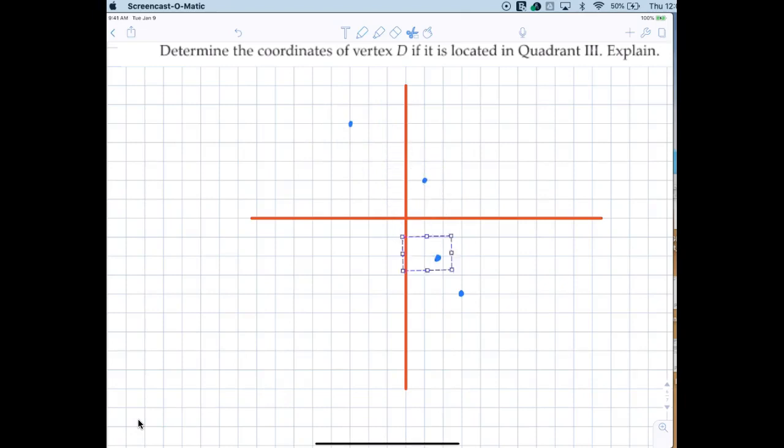So to me, I'm going to start down here. And how many units did I go up? 1, 2, 3. Then I went over how many? 2. How many? 4. 1.